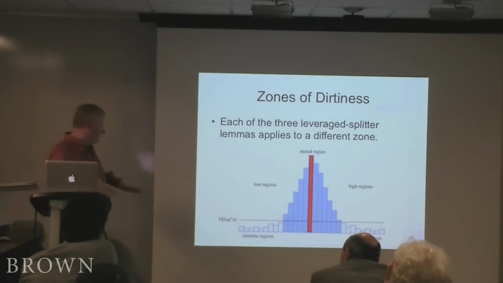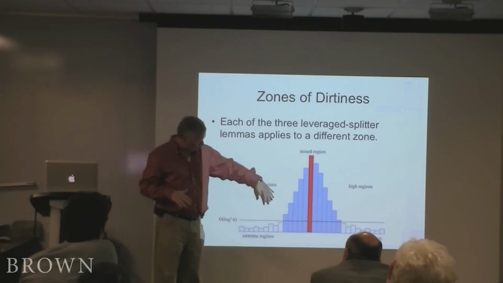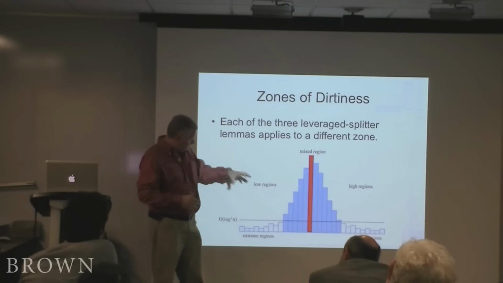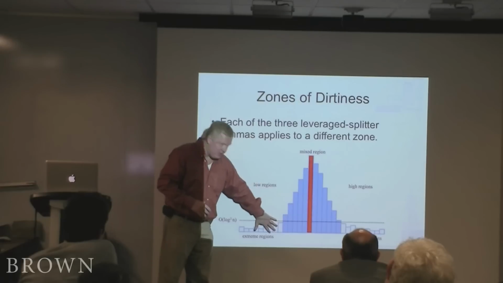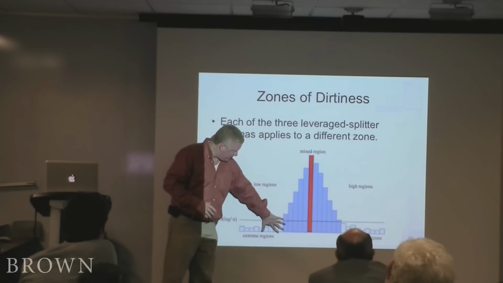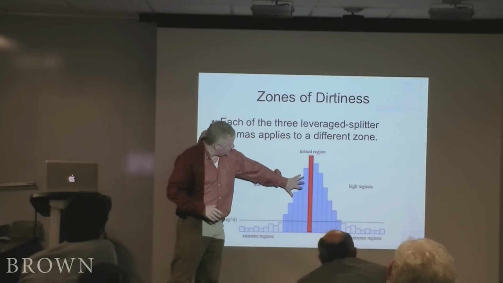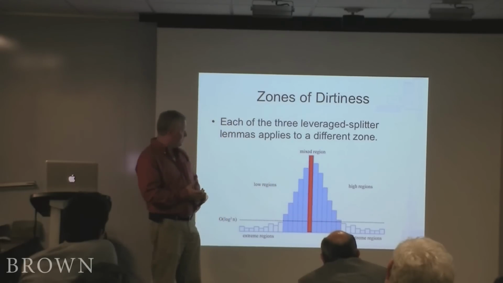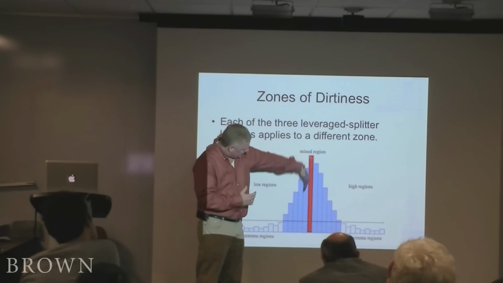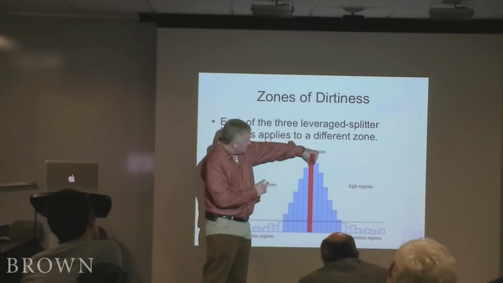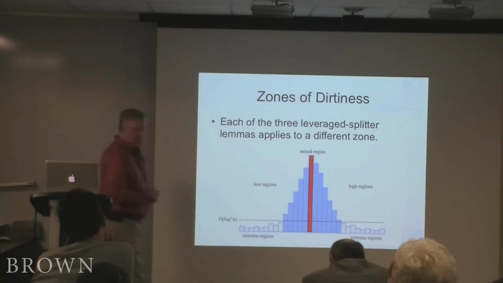So the picture of the proof is applying those 3 different lemmas to these 3 different zones. The regions that are pretty far away are either already extreme regions or about to become extreme regions. The regions that are reasonably far away from the mixed region have their dirtiness going down exponentially. And the regions that are very close to the mixed region, maybe even the mixed region itself, which then gets split, you have to reason about what's happening right there in the middle.